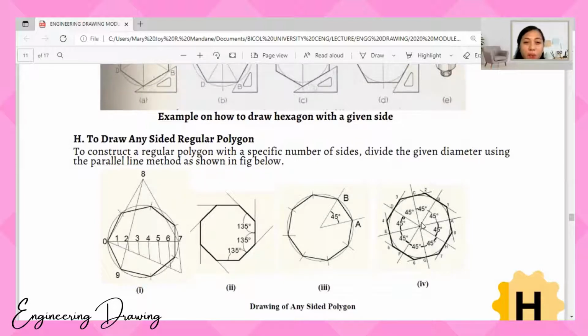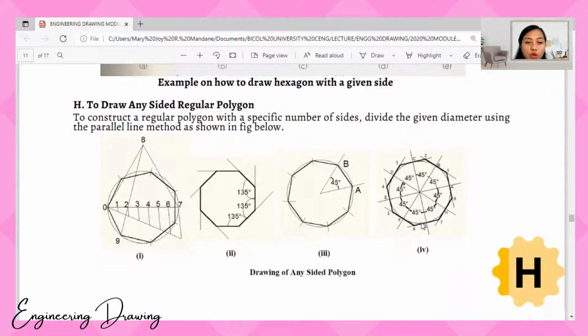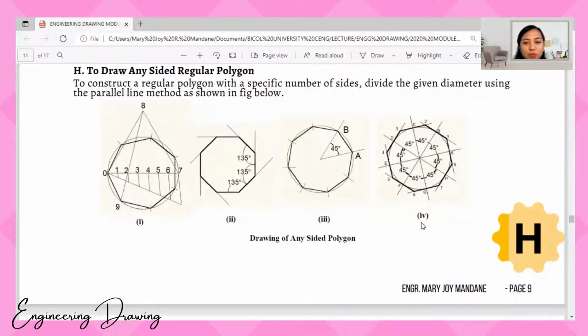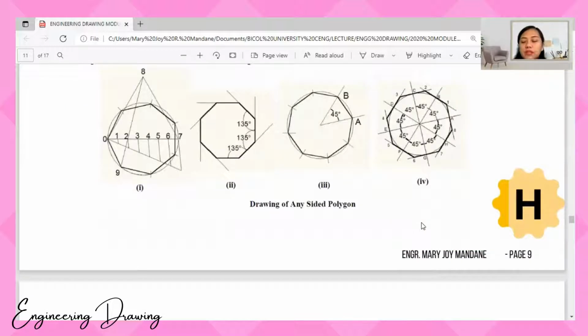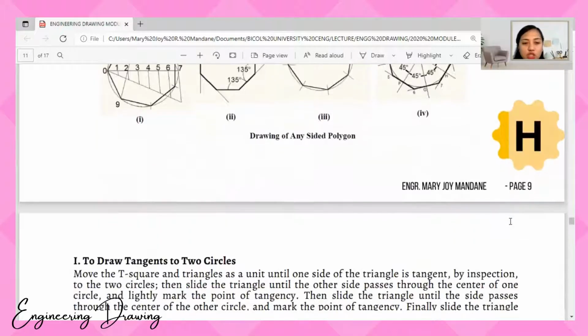To construct a regular polygon with a specific number of sides, divide the given diameter using a parallel line method as shown in the figure below. Okay, so tingnan nyo na lang to because I will give you the copy. And we have, look here, it's letter H.